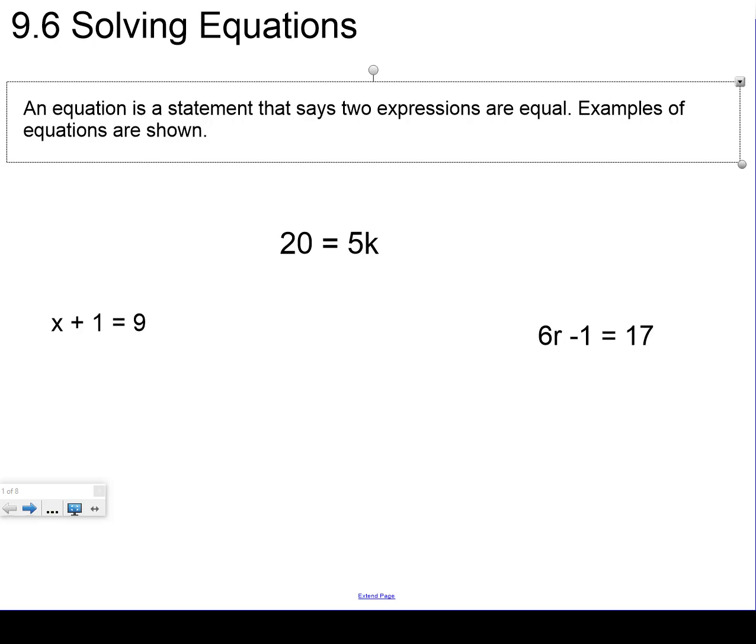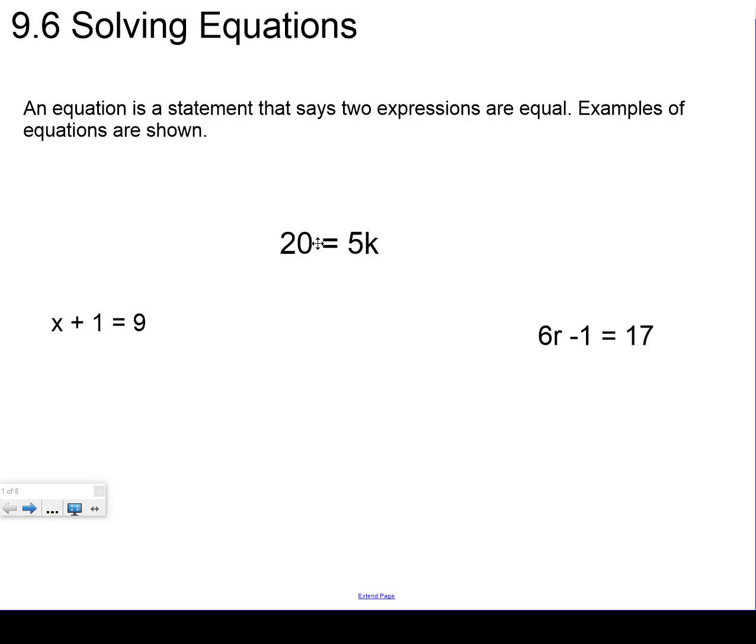Right, this is 9.6, solving equations. An equation is a statement that shows that two expressions are equal to each other. So here's examples. They're saying that x plus 1 is equal to 9. So this side equals 9 and this side equals 9.